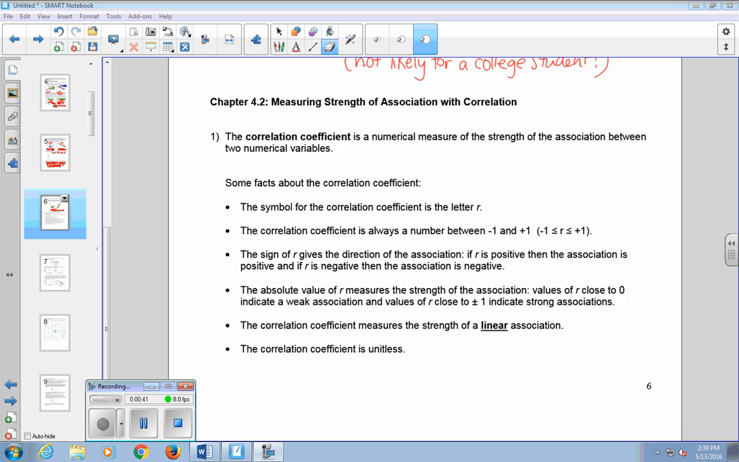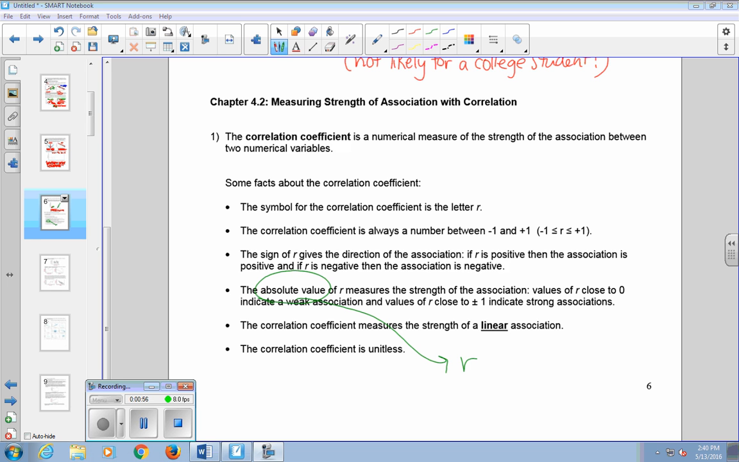The absolute value of R measures the strength of the association. Values of R close to 0 indicate a weak association, and values of R close to +1 or -1 indicate strong associations. Just a quick example here of absolute value.